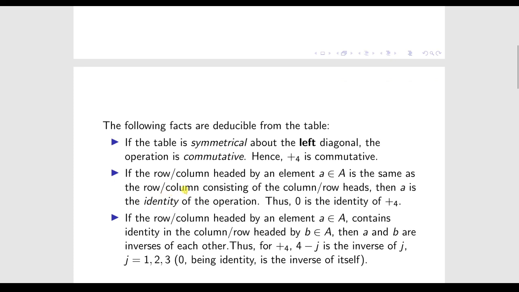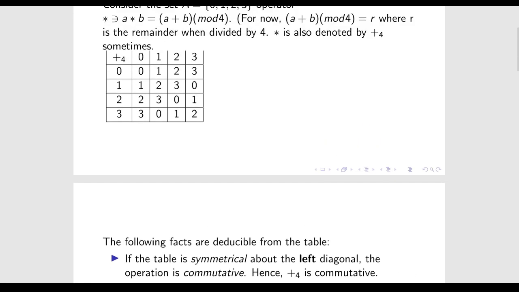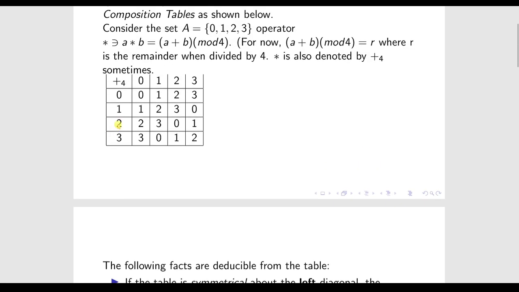If the row or column headed by an element a in A is the same as the row or column consisting of the column or row heads, then a is called the identity of the operation. By this we mean, in this example consider 0: the row headed by 0 is the same as the row consisting of the column heads, and the column headed by 0 is the same as the column with the row heads. From this observation we can say that 0 is the identity of plus 4.